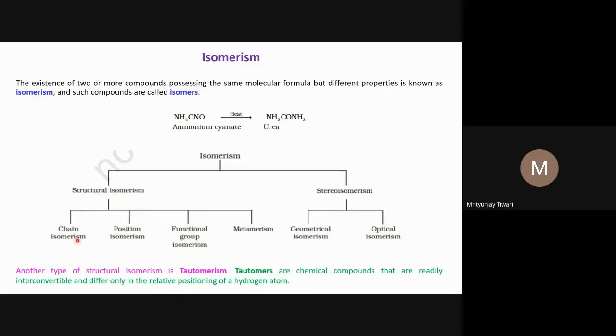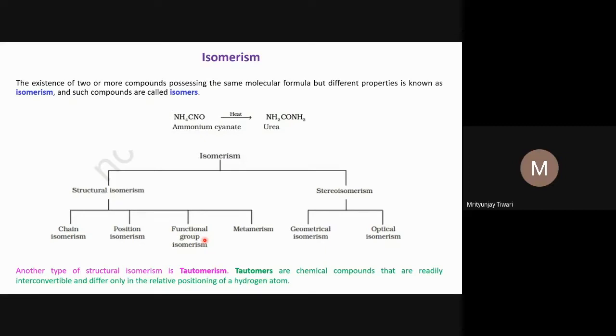Four types of structural isomers are chain isomers, position isomers, functional group isomers, and metamers. Again, you don't have to remember all the definitions. Chain isomers: the difference is in the chain structure. Position isomers are for the position of a functional group in the chain; if it is different, they will be position isomers. Functional group isomers are compounds having the same molecular formula but different functional groups.